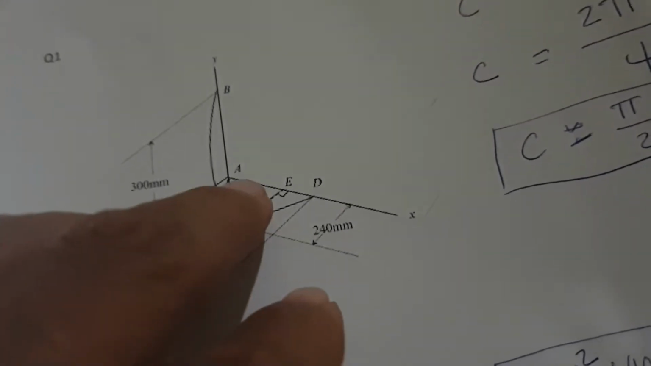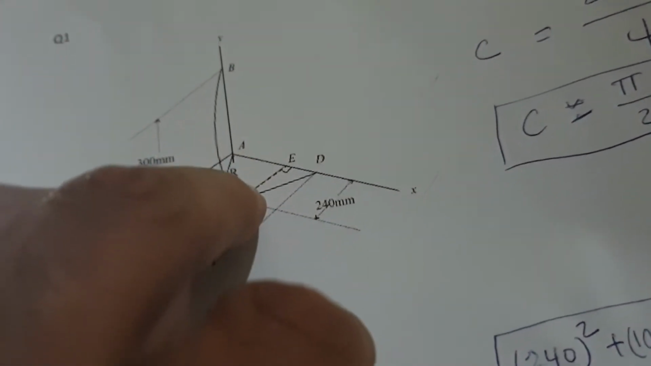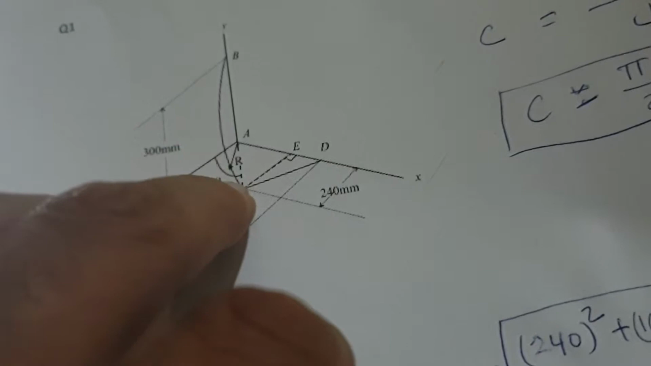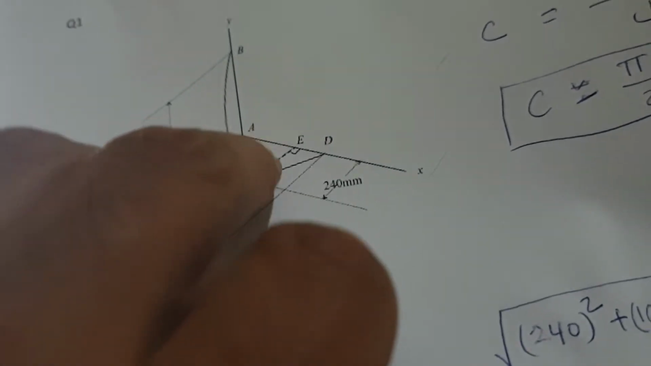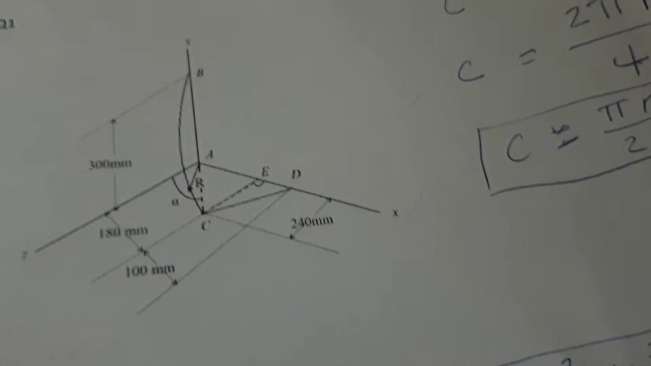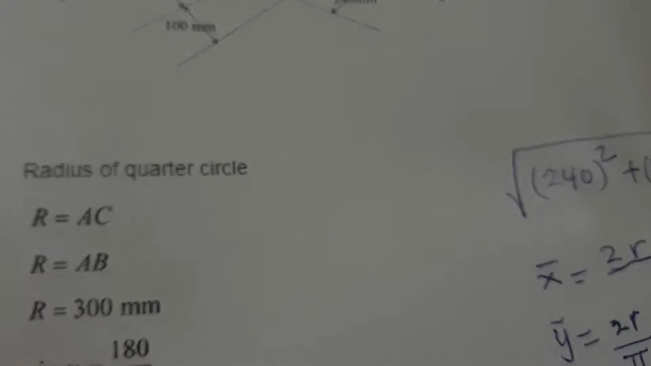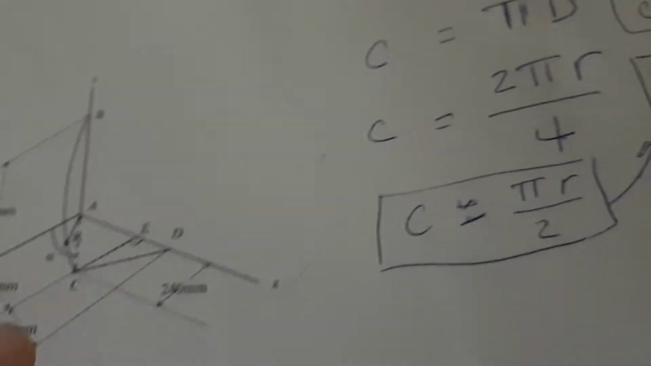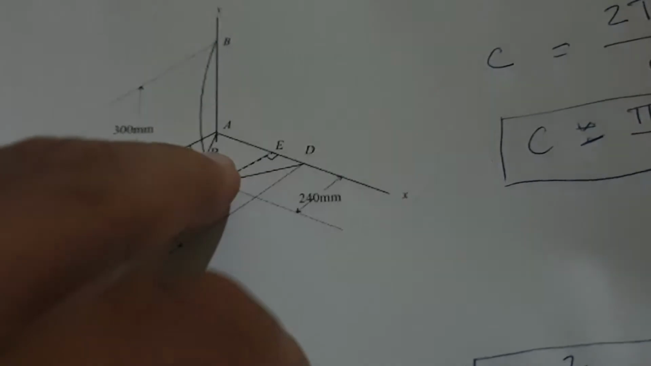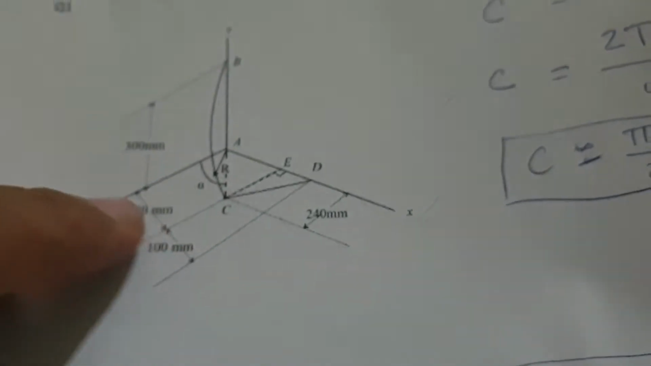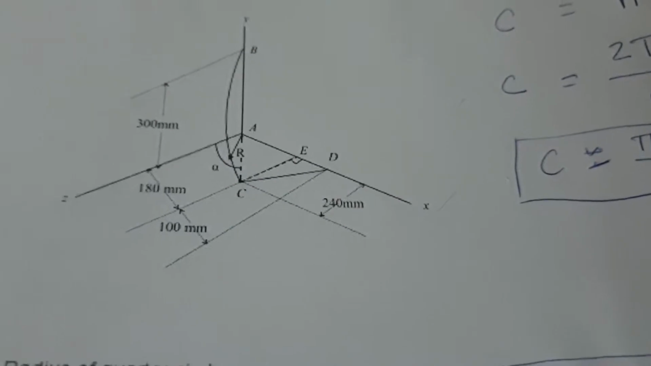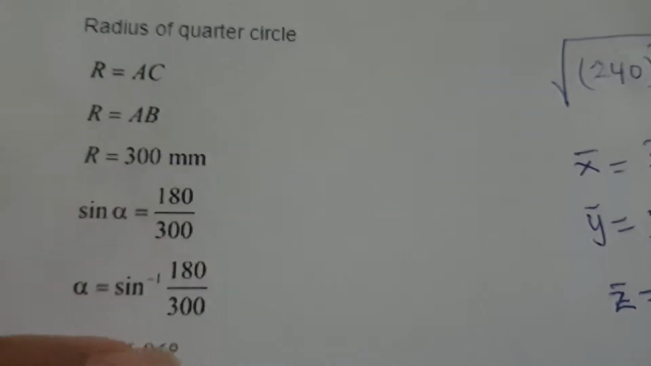Now, since AC is one radius, let's find the angle alpha here between the z-axis and AC. You can see that sine alpha is equal to 180 over the whole 300. Okay, so sine alpha is equal to 180 over 300. You could find alpha, sine inverse of 180 over 300. This is equal to 36.86.